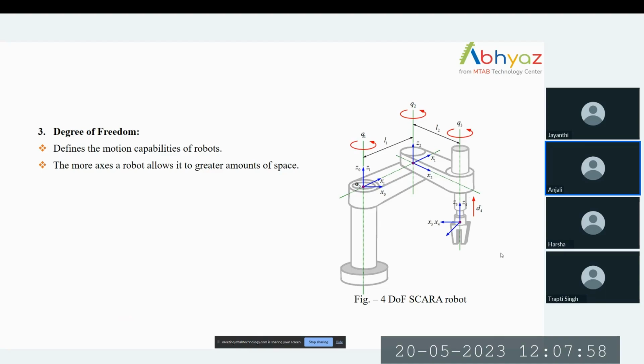You can see the degree of freedom in this robot figure. This is the first joint, this is the second joint, this is the third joint. All three are rotational joints, and this is the prismatic joint. So it can move 360 degrees in rotation. And the last one, which is a prismatic joint, can only move in an upward and downward direction.